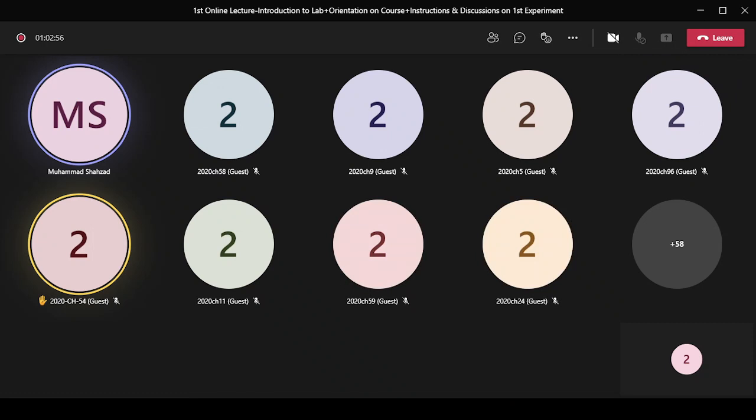Okay, the next one. Roll number 54, yes.